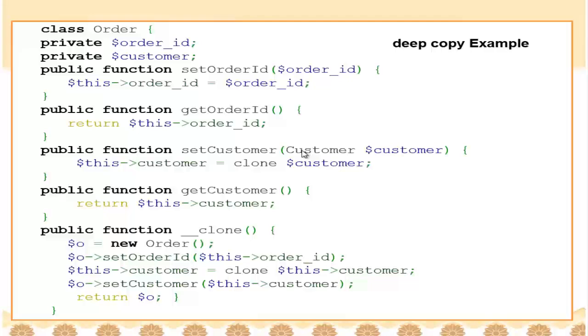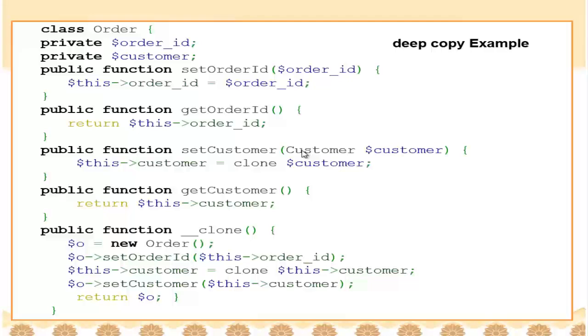You may have a copy of the int value, code value. But if there is a reference object, like a customer, both of them will point to the same one. The reference object will not be replicated. That is called shallow copying. Deep copying is you go to all the references and then copy them.